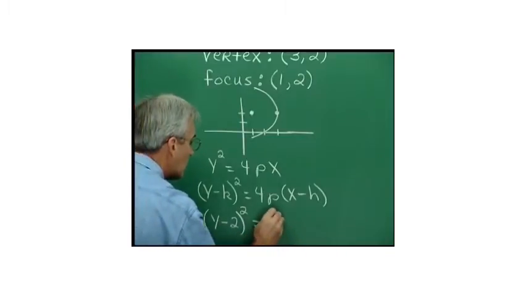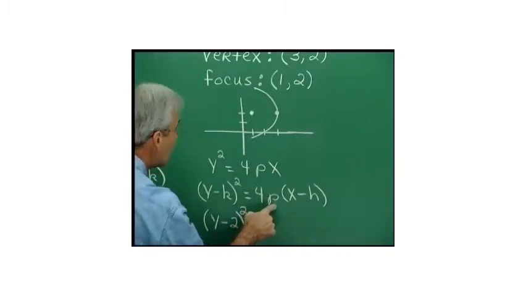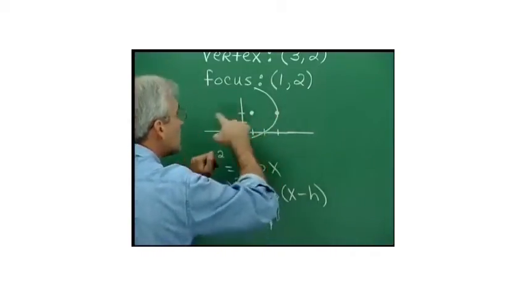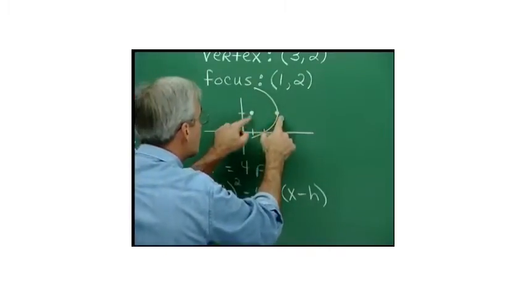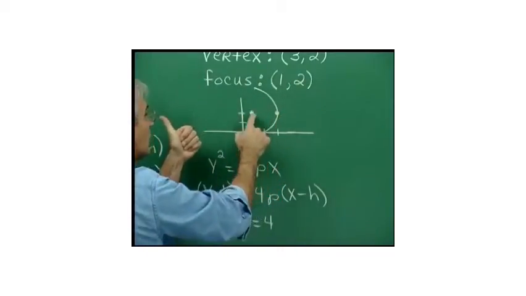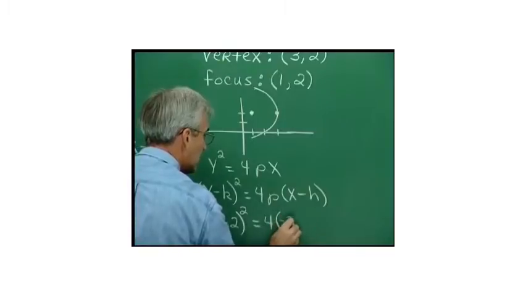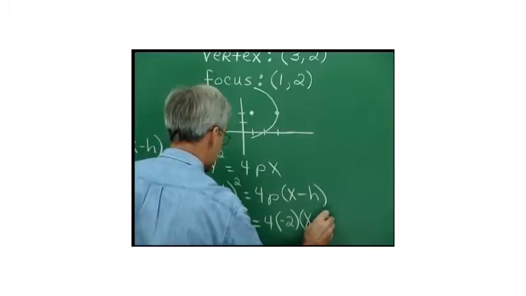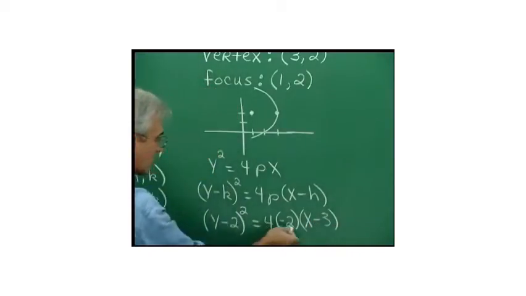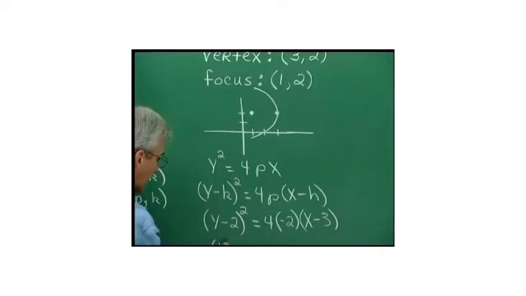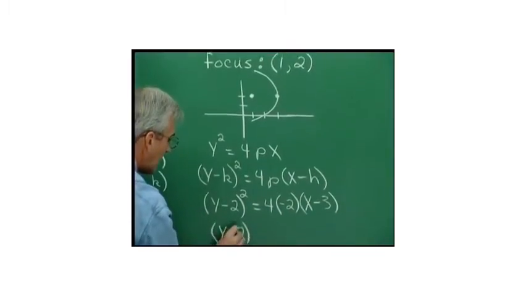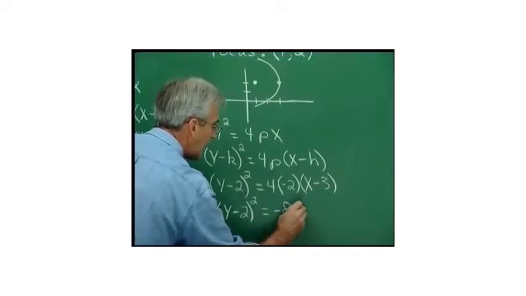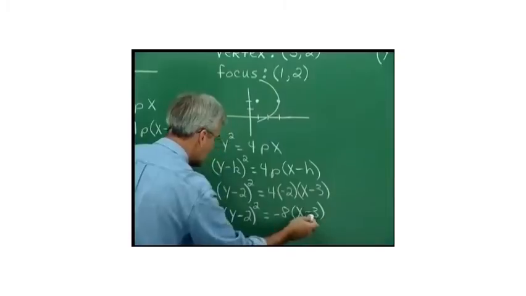And then we have 4 times the p value. Let's see, distance from vertex to focus, from here to there. Now we're talking horizontally, and it's a directed distance, so it's negative 2. So this is negative 2, and then this is x minus the h value, which is 3. We would probably just multiply these and clean up a little bit. We could expand it a great deal, but if we want to leave this in pretty much standard form, then we would write it as negative 8 times (x minus 3) on the right side.